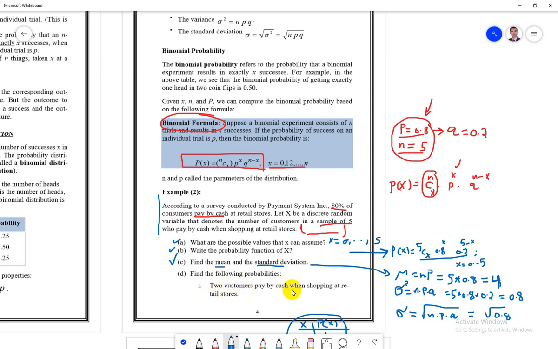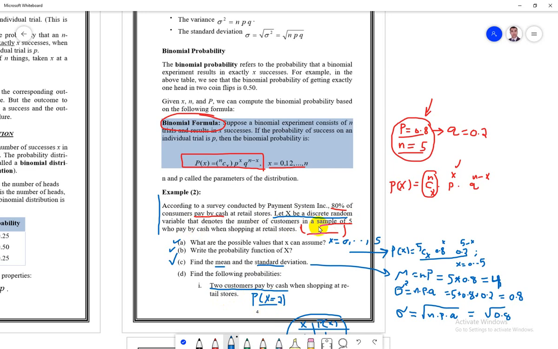Two customers pay by cash when shopping at retail stores. So we have two, paying by cash. That means I need to find the probability of X equal to 2, and assuming now X is the number of consumers paying by cash. We're assuming that because it's given directly in the question: let X, a discrete random variable, be the number of customers paying by cash. Okay, so I need to find the probability of X equal to 2.